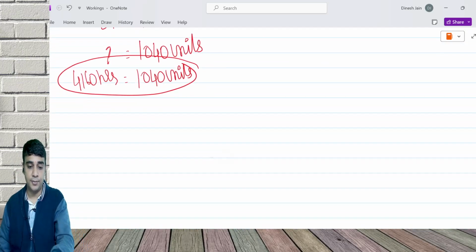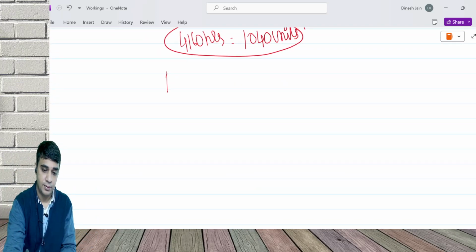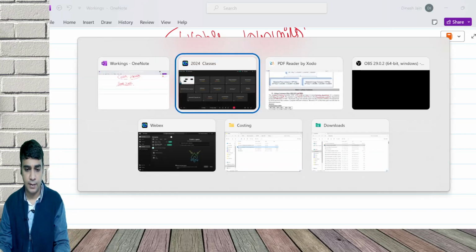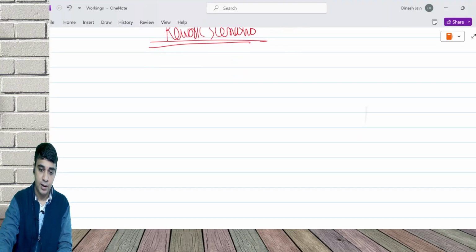Next, rework scenario. Same question, there's a rework scenario which is given. What does the rework scenario say? 5% of the time paid was lost due to abnormal reasons. See, if it's a normal reason, then that is not idle time. Normal reason is not idle time for our analysis purpose. It's only the abnormal issue. If there's any abnormal loss, then that is treated as idle time. Let's put the chart first.